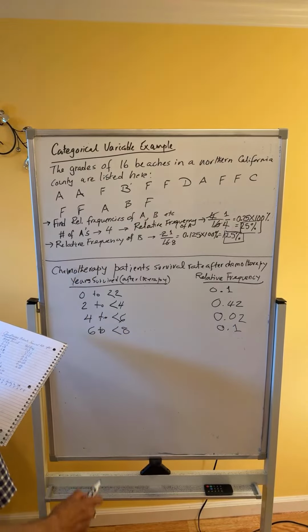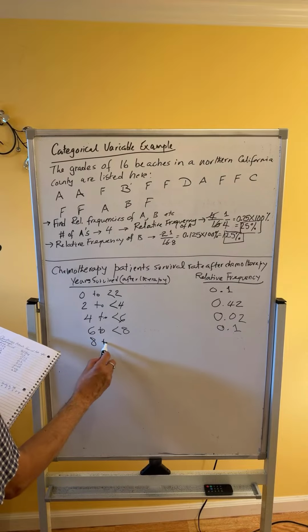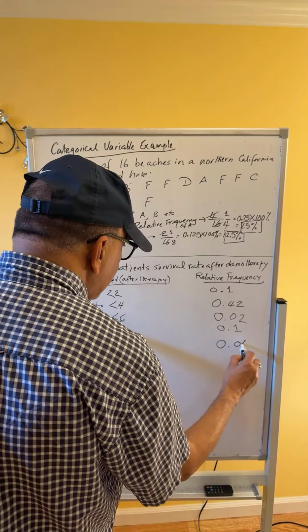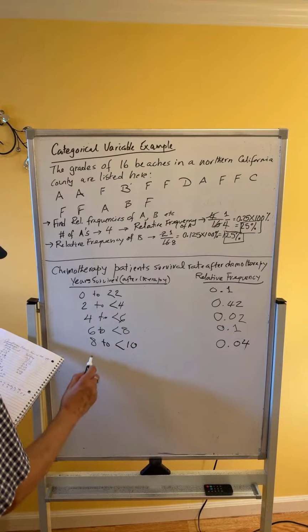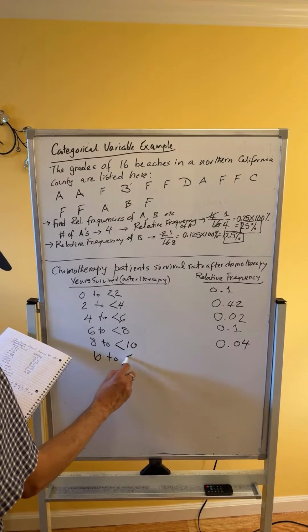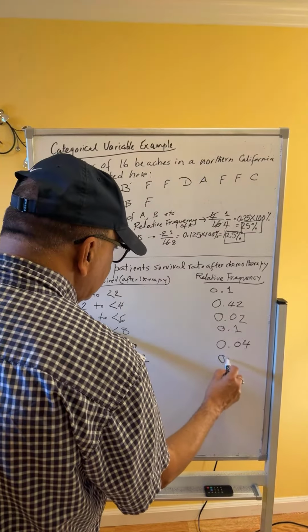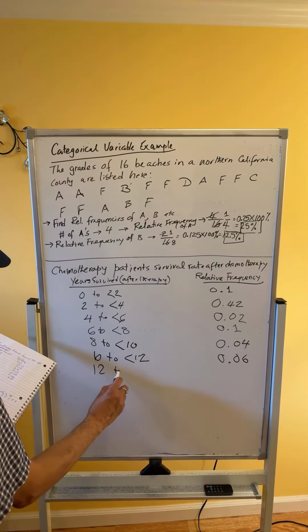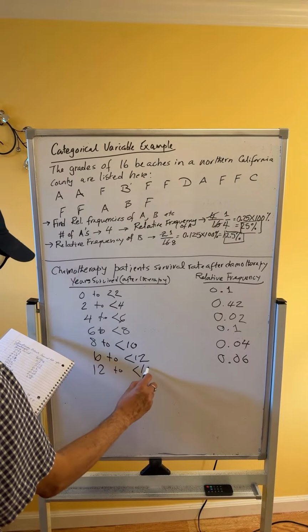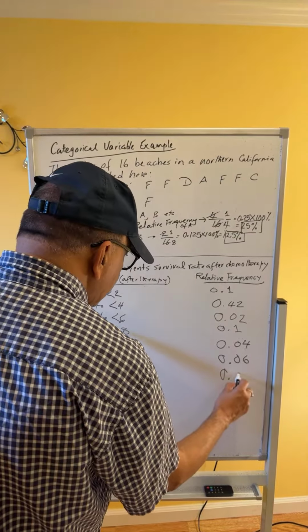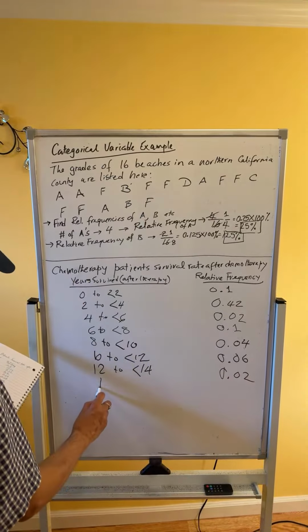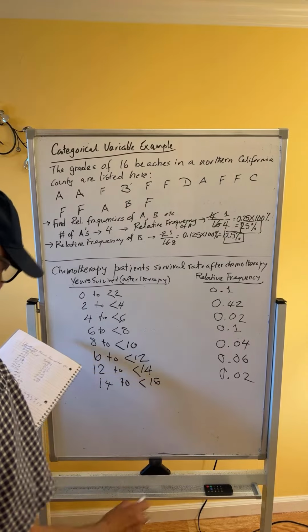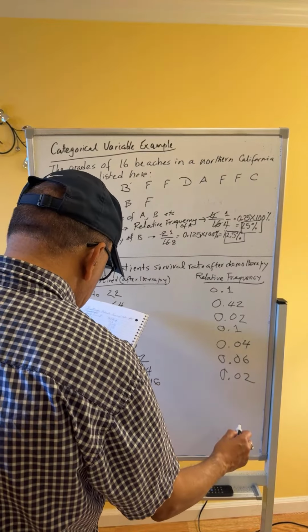Okay, then 8 to less than 10 is 0.04. 10 to less than 12, 0.06. 12 to less than 14 is 0.02, and 14 to less than 16 is 0.28.